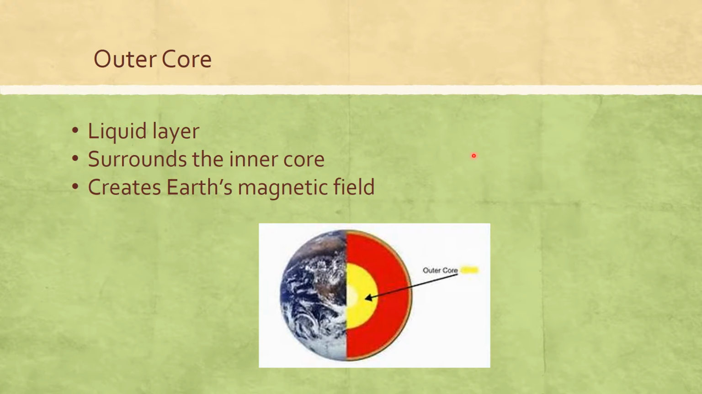The outer core is a liquid layer. It surrounds that inner core, that hottest part, and it creates Earth's magnetic field.